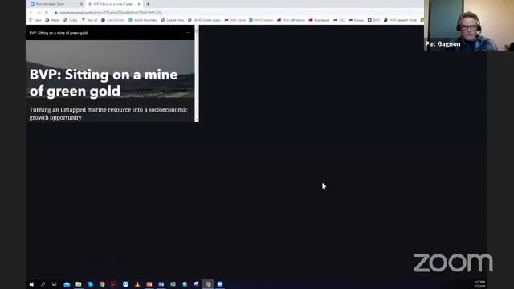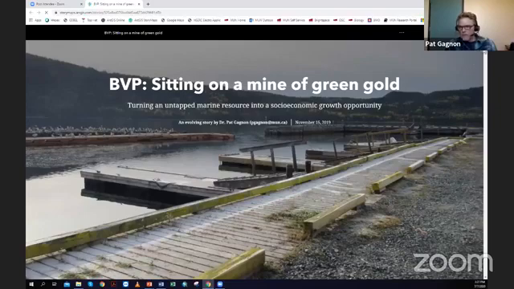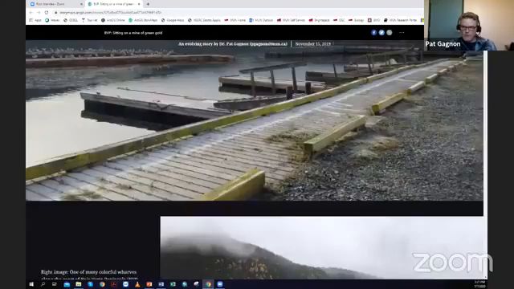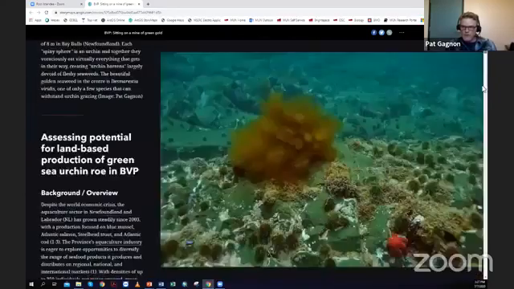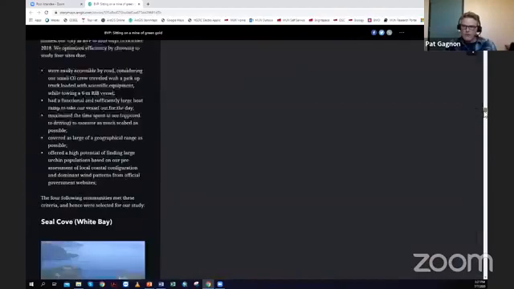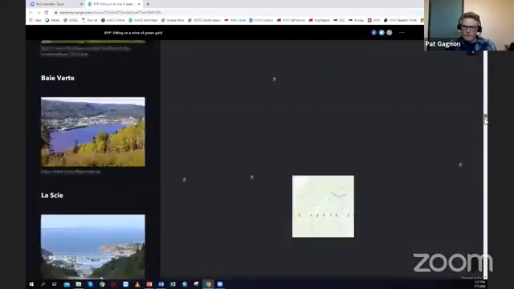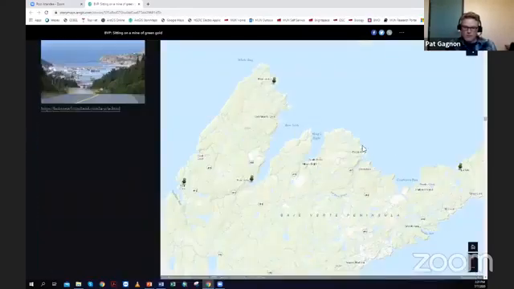Another piece of research in my lab is we're trying to establish a foundation of a green sea urchin roe industry for the province of Newfoundland. We've used the camera system I was just talking about to map urchin stocks in the Bay Verde Peninsula region, which is up north in Newfoundland. That's the map of northern Newfoundland here. It's pretty much in this area that we've been assessing urchin stocks with the camera.